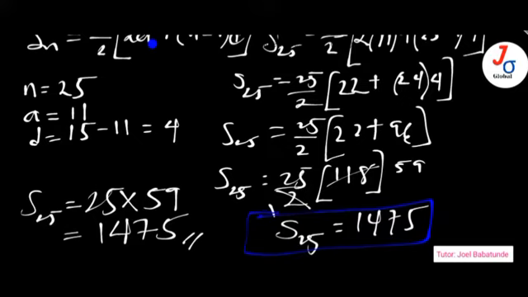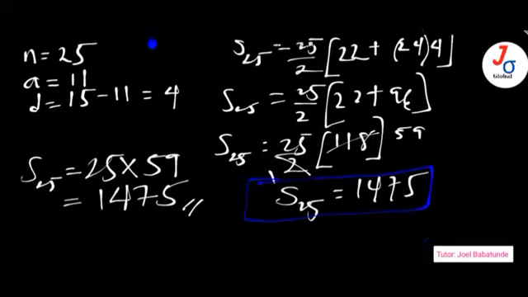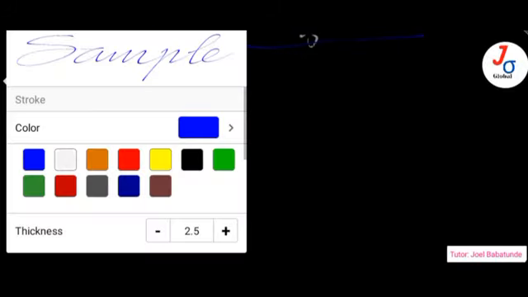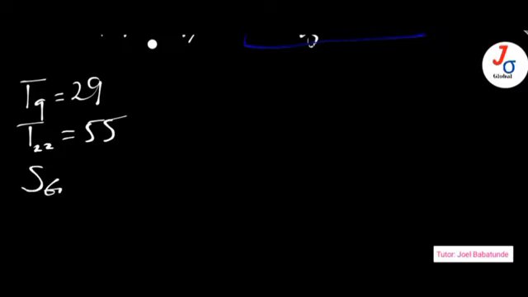Okay, let's take another example. Let's say that your ninth term, T9, is 29, and your 22nd term is 55. Now, the question: what is the sum of the first 60 terms?